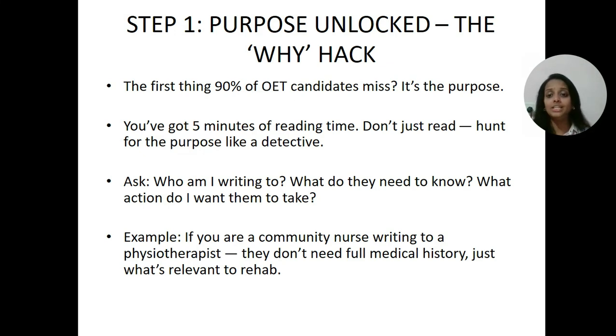For example, if the task says you're a community nurse writing to a physiotherapist, they don't need the full medical history. They just need what is relevant to rehabilitation, right? Which means the physio doesn't need the full medical history. They need only the things which are very much relevant to rehab. So the trick is: write only what the recipient needs, not everything you see. Okay, time to bring in the big one, a real example. Okay, let's move on.